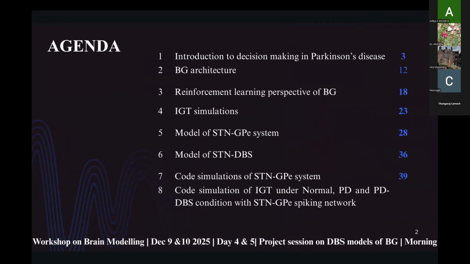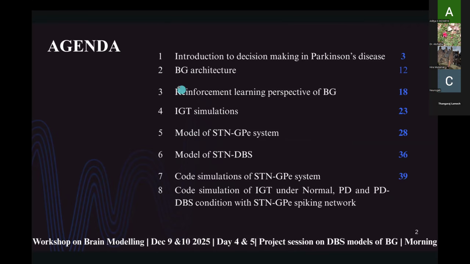The first thing we will be starting with is understanding what the decision-making deficits are that you actually see in Parkinson's disease, or basically what is Parkinson's disease and what kinds of cognitive disorders you will see with them. And next, we'll go through the entire architecture of basal ganglia because that is what we are going to use for simulations today. So we'll be understanding the overall pathway within the basal ganglia. Here, BG represents basal ganglia.